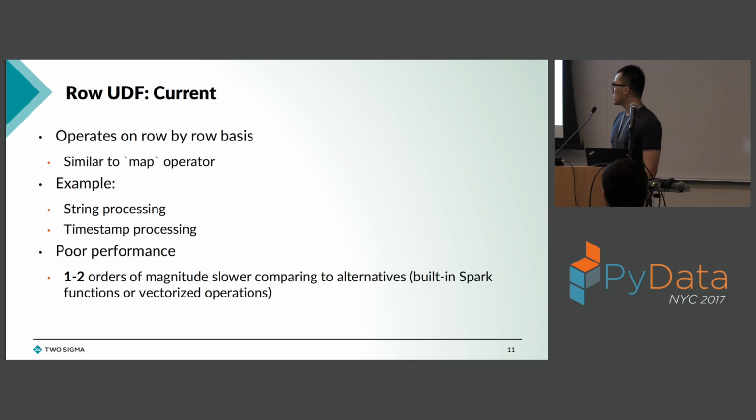Row UDF is really simple to use, but it's pretty limited because it has not great performance. Usually we found row UDF is about 1 to 2 orders of magnitude slower than alternatives, which can be either a Spark built-in function or an optimized Python vectorized operation.